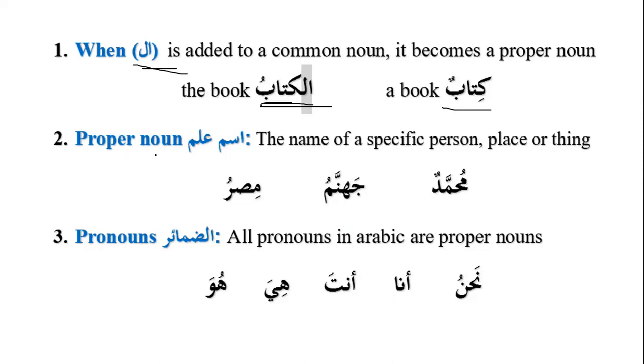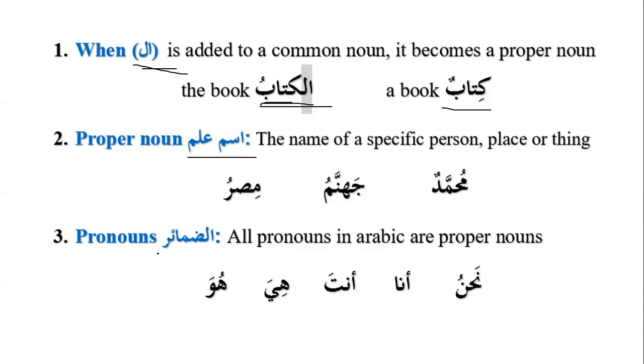Number 2, ismun alamun. Ismun alamun means the proper noun. So the name of a specific person, like Muhammadun, place like Jahannamu, or thing like Misru, which is basically a place, and Jahannamu is also a place as well. So the name of a specific person, place, or thing, that is called ismun alamun. Alamun is used for proper noun as well.